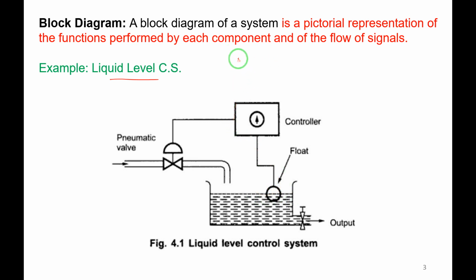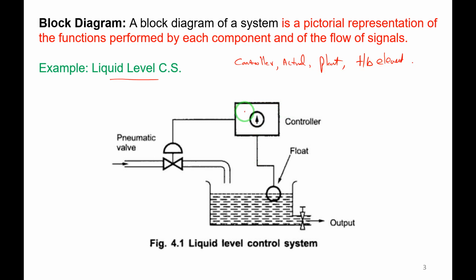Here we have to identify, we know any closed loop control system has a controller, then actuator, plant, then feedback element. We have to identify which is the controller, actuator, plant and feedback element here. We'll take them one by one.